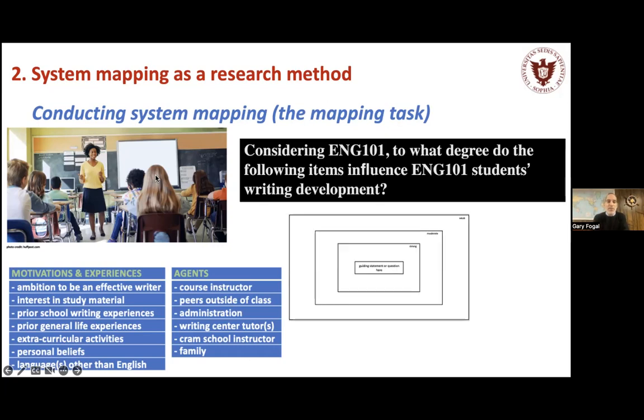You'll need to provide materials for the mapping task, like a mapping board. I'll talk about that momentarily. And if possible, you'll want to conduct follow-up interviews, asking participants why they made decisions that they did with the mapping task. And let me say a few more things about how the actual tasks work.